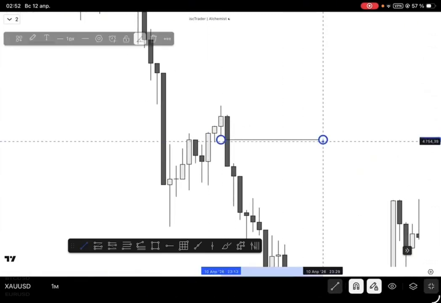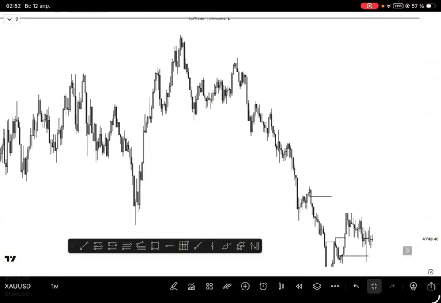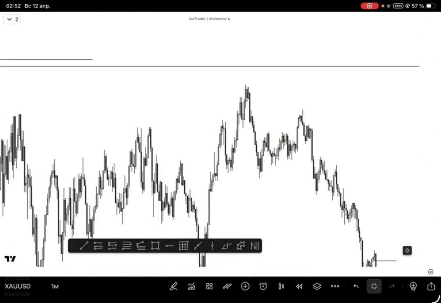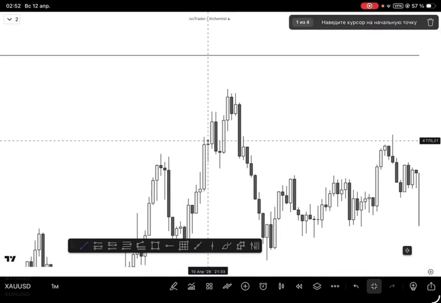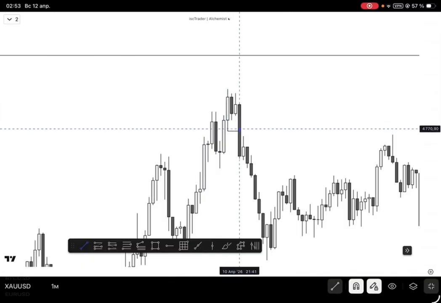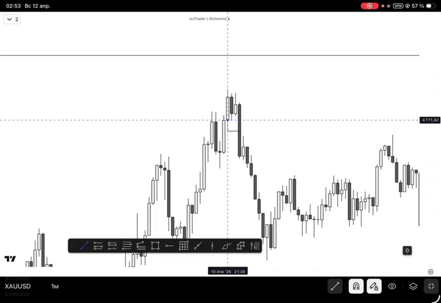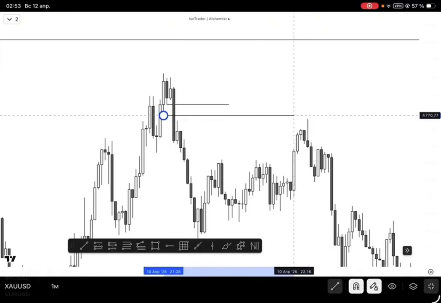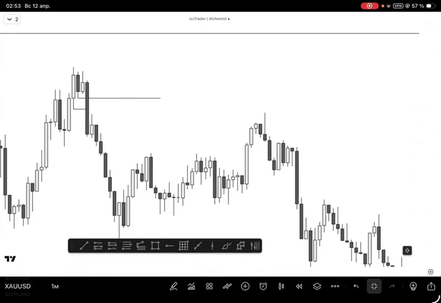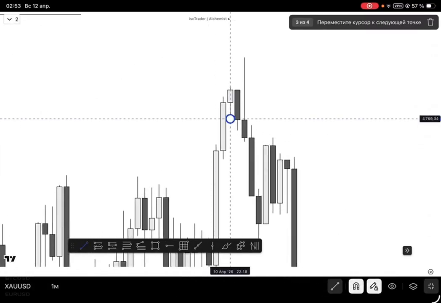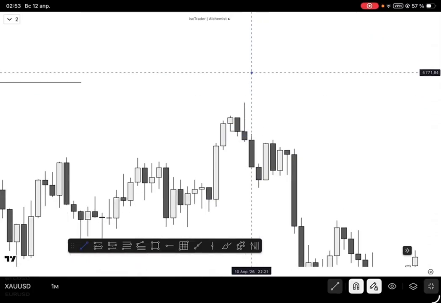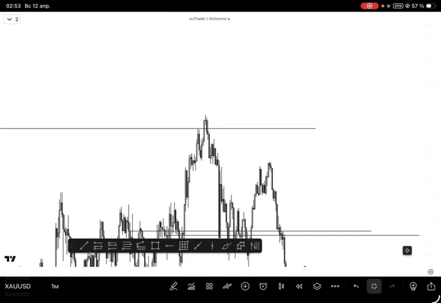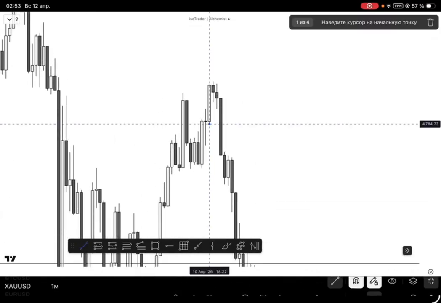Here's another order block. Engulfing and order block. Engulfing order block. Engulfing.